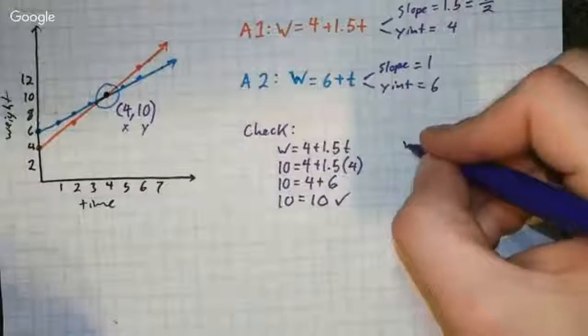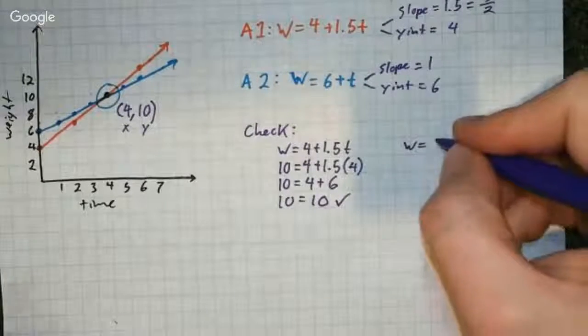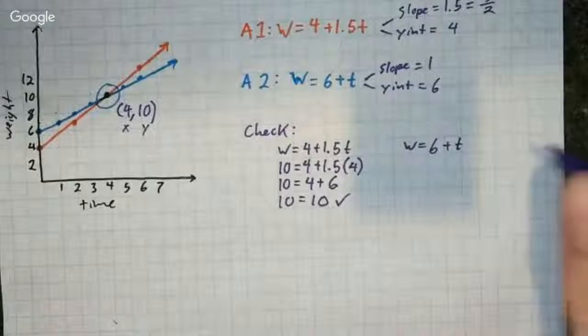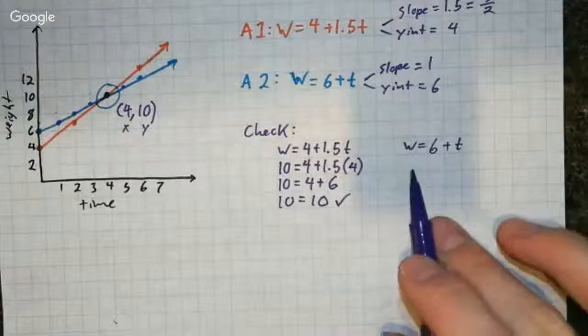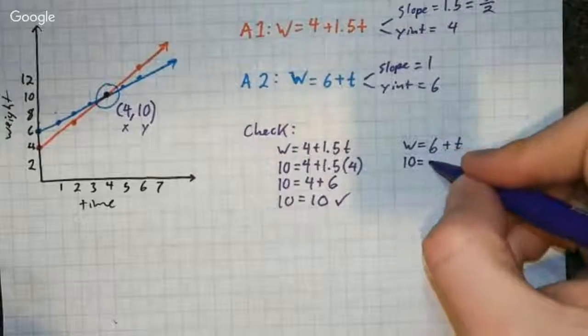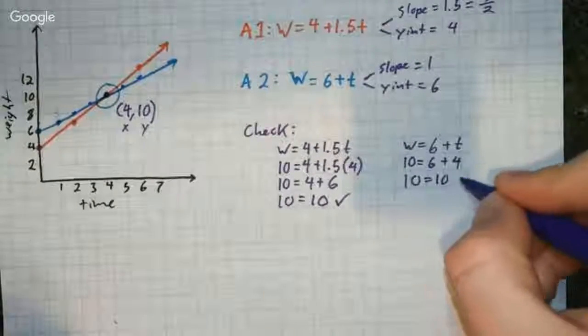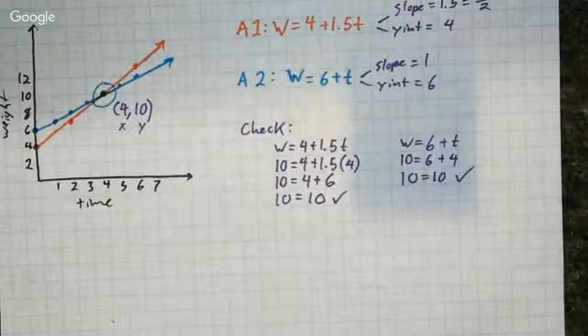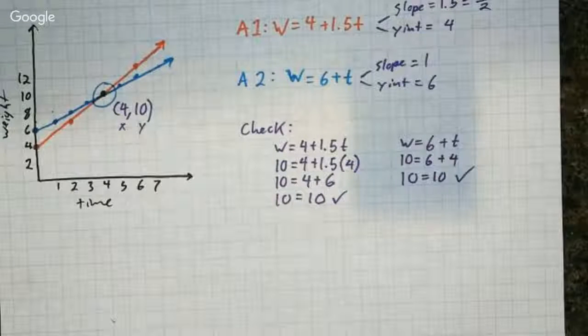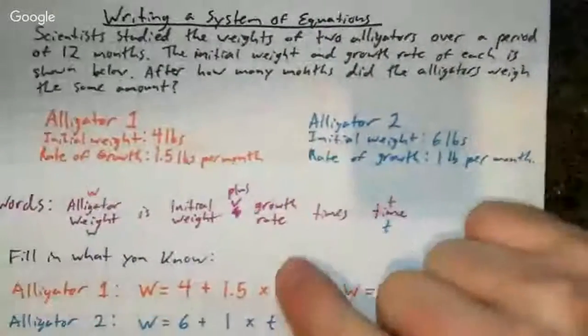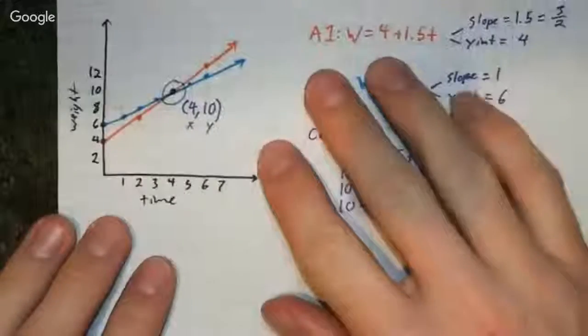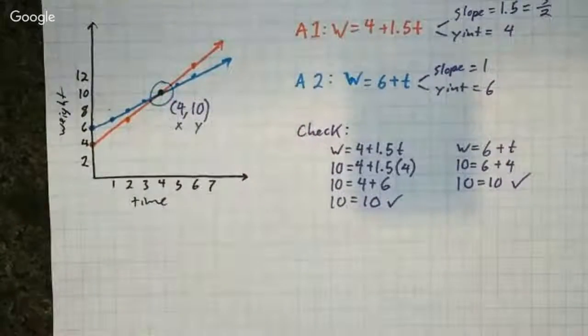Let's do the next one. W equals 6 plus t. We plug in our values. 10 equals 6 plus 4. 10 equals 10. Check. I have both of them right. That is our answer for number 2. We wrote a system of equations. We checked to make sure that they were correct, and we made sure that they were.